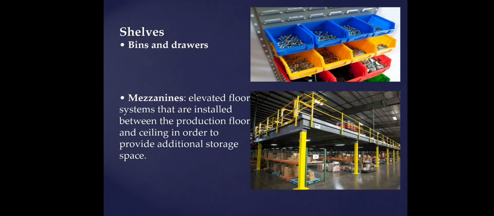Third one, shelves. These are like small partition boxes which help us to store many items in a small place. Mezzanines. These are like temporarily created elevated floors between the ground floor and the ceiling so that additional space is created temporarily. Usually, four-wheeler manufacturing units create such mezzanines.